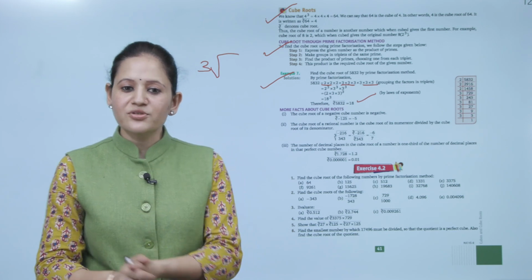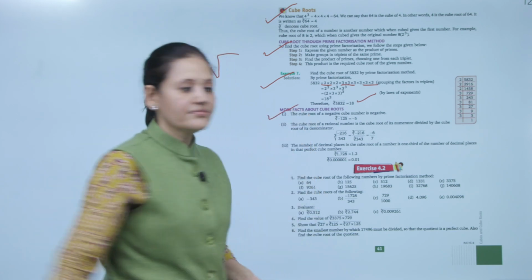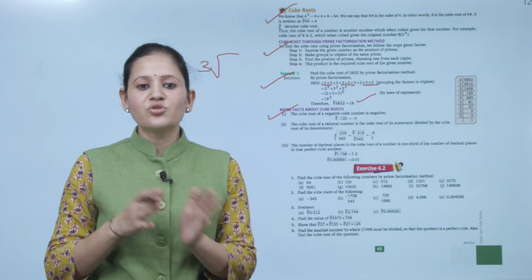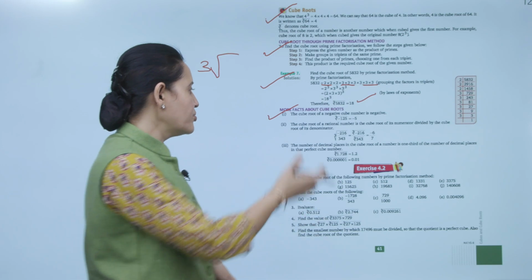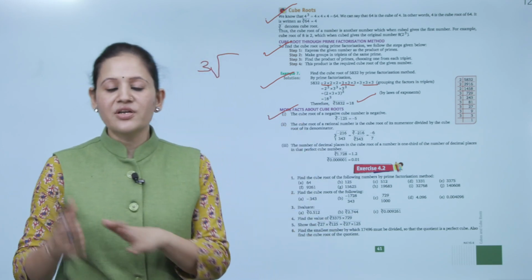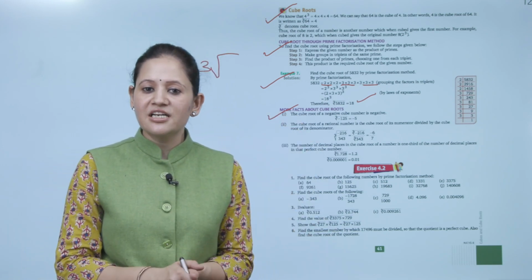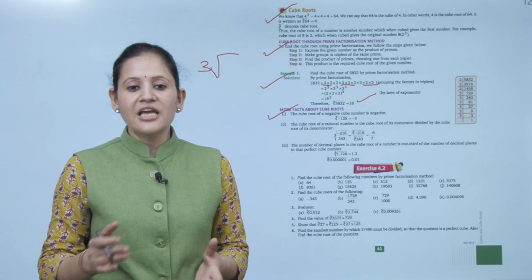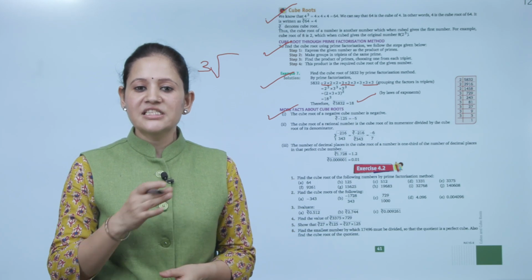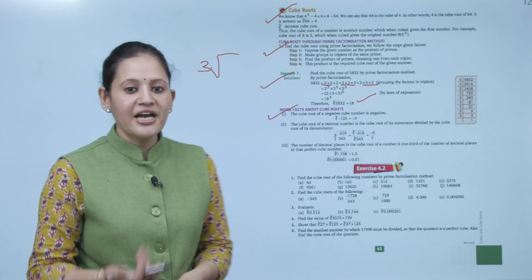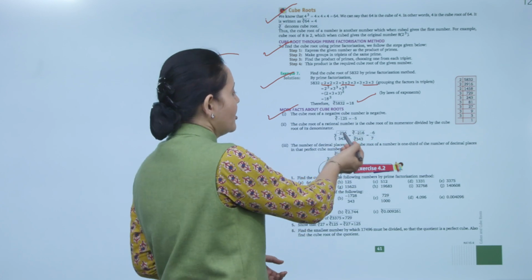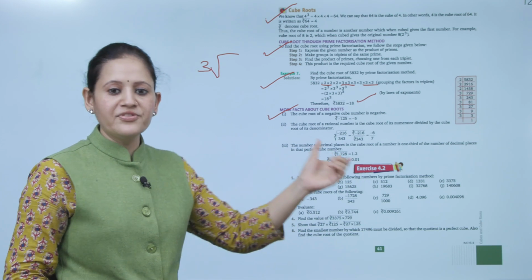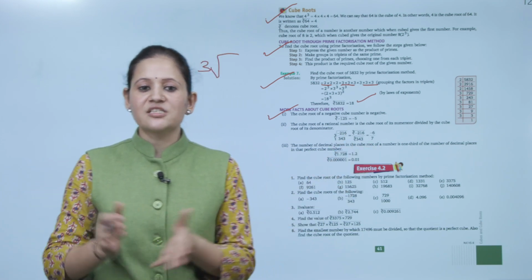Next is more facts about cube roots. The cube root of a negative cube number is negative. The cube root of a negative number is negative. Like here, cube root of minus 125 is minus 5. The cube root of a rational number is the cube root of its numerator divided by the cube root of its denominator. Like cube root of minus 216 upon 343 is equal to cube root of the numerator, minus 216, upon cube root of 343, that is equal to minus 6 upon 7.